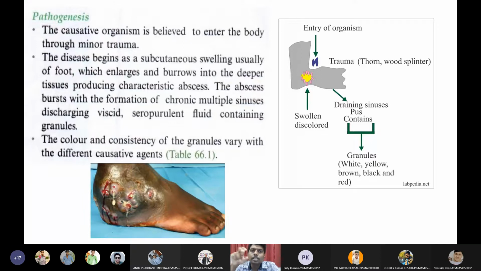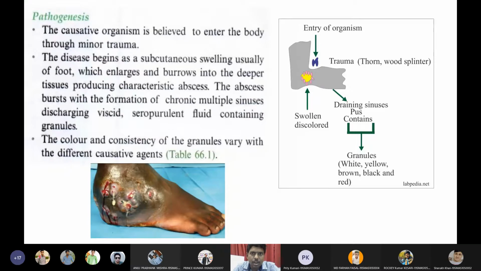So there will be multiple abscesses on the surface of the skin with multiple sinuses. Sinuses are like empty air spaces or holes within the tissue. From these sinuses, it will start discharging viscid purulent pus. Okay. In this pus, we will see different types of granules. Upon closely examining the color of these granules, we can identify what type of mycetoma infection it is. So this is the typical pathogenesis of mycetoma.